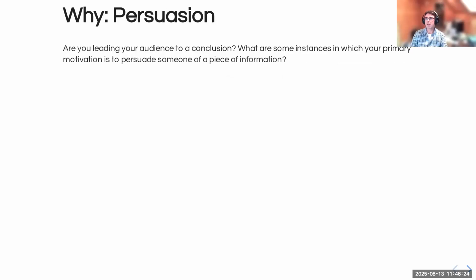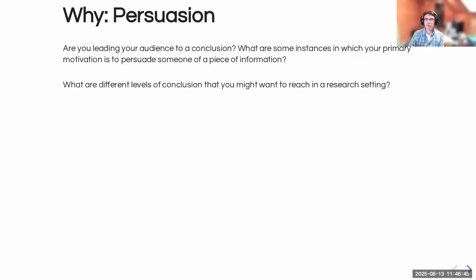And what do you want to get out? Do you want to lead your audience to a conclusion? So, for instance, there may be some instances in which your primary motivation is to persuade someone of a particular piece of information, or you may want to tell a story in order to communicate that something is important, that something is changing, that something needs to be dealt with. And there are different levels of communication or conclusion that you want people to reach in a research setting.